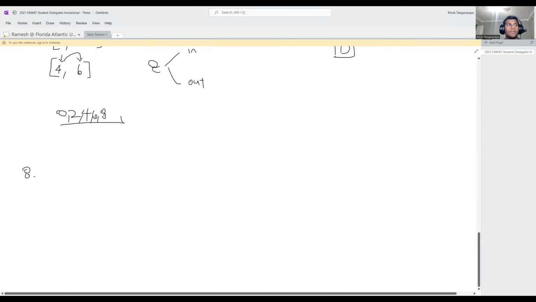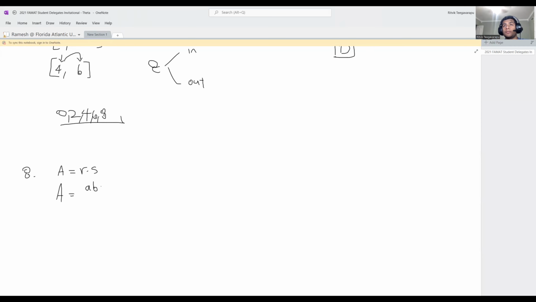Question number 8, it says, find the sum of the inradius and circumradius of an equilateral triangle of side length 4s. Okay, so let's write down our formulas here quickly for inradius and circumradius. For the inradius, which we'll denote by little r, the area of the triangle equals the radius times the semiperimeter. And for the circumradius, the area is equal to the product of the side lengths all over 4 times the circumradius. Okay, so let's solve for the area.